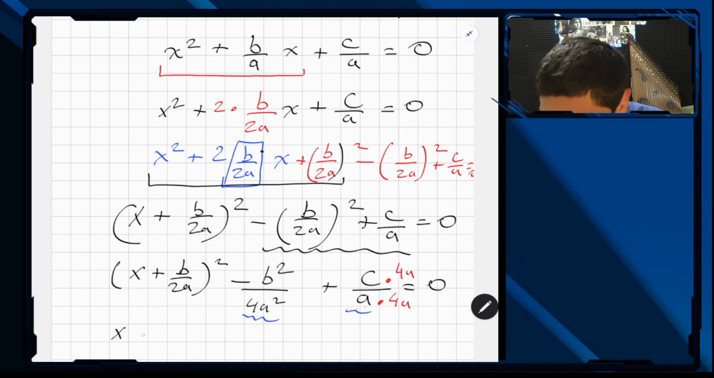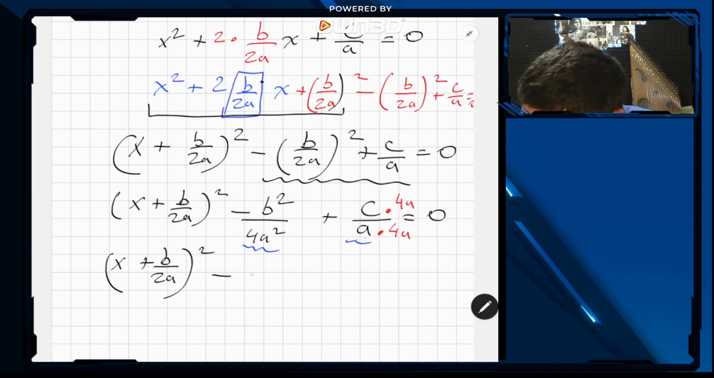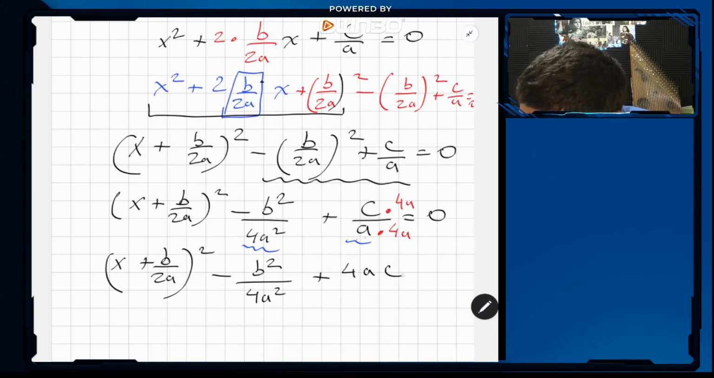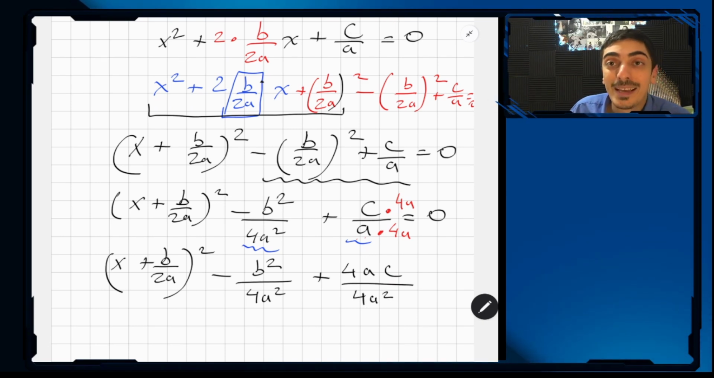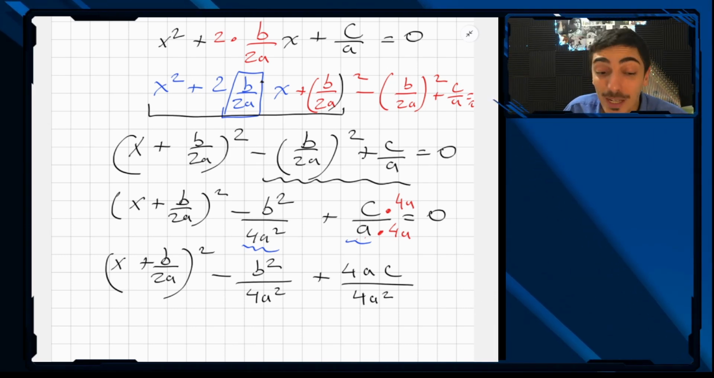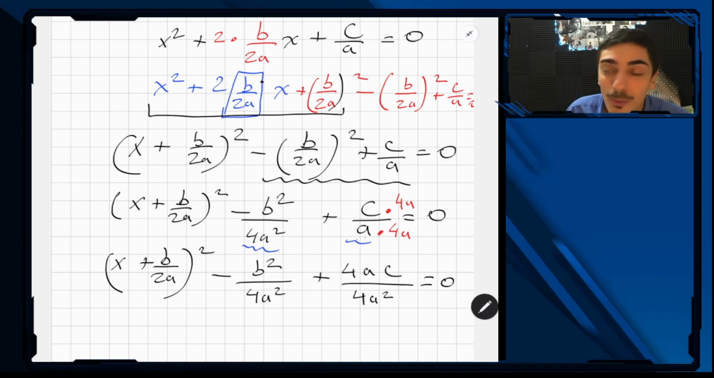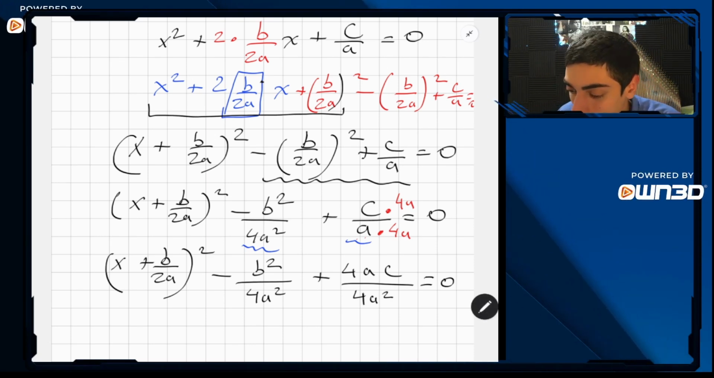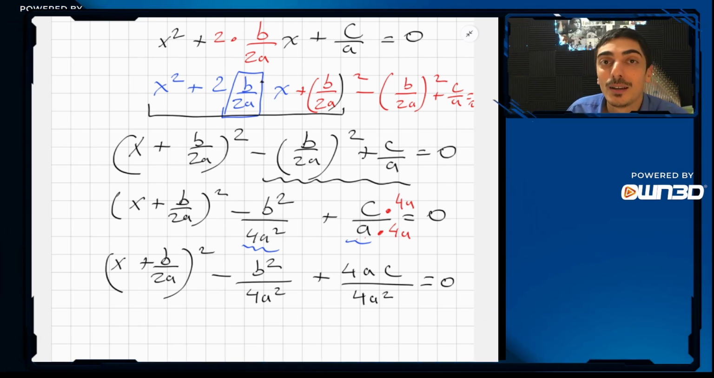This is x plus b over 2a, the whole thing squared, minus b squared over 4a squared, plus 4ac over 4a squared. And those of you who know this formula or who remember it can already tell that this looks familiar. This is where it comes from. It's just the same trick. We've been using the same trick of completing the square over and over again whenever we do our discriminant formula, or the quadratic formula people call it as well.